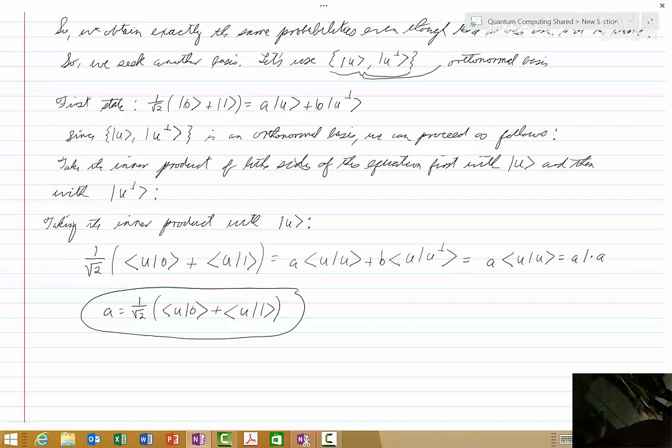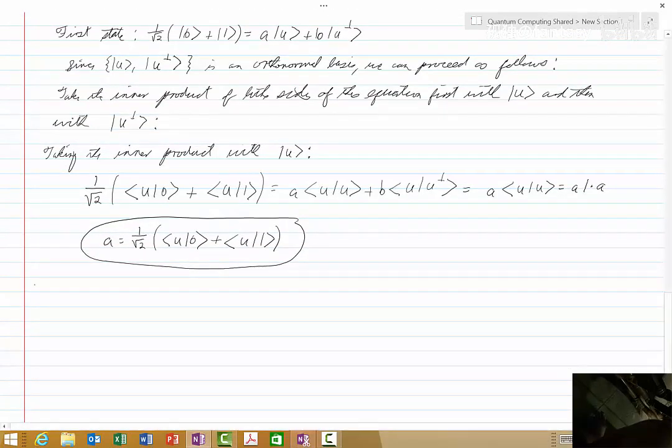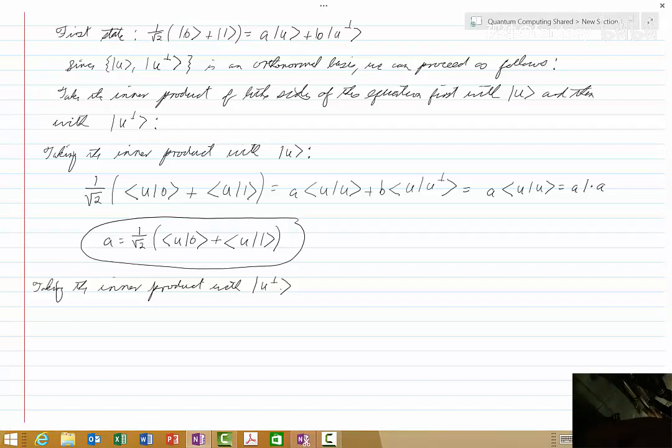Now, I encourage you to now do the second part yourself, where you take the inner product with u orthogonal. I imagine you can already guess what you're going to get, but I encourage you to go ahead and do this yourselves, and then we will resume our discussion. So I hope now that this was not difficult for you at all.